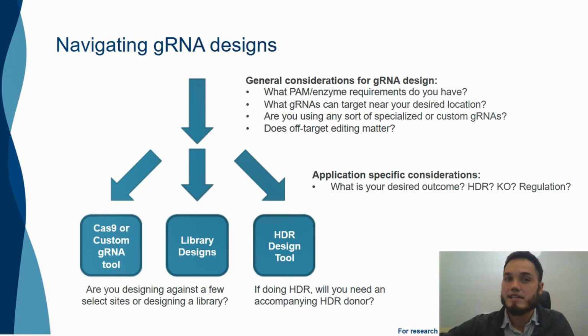So guide RNA design is one of the most important first elements of experimental design. This requires you to ask what region of the genome you are targeting, what kind of PAM or enzyme requirements you have, if you're going to be leveraging highly specialized guide RNAs for introducing edits, and what kind of metrics should be optimized in guide selection.